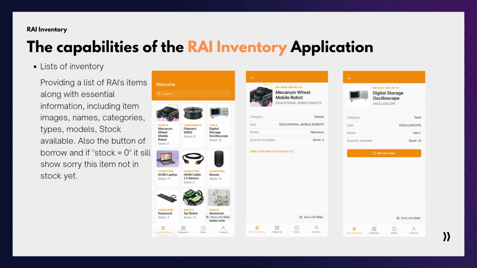So the user cannot click to borrow it. And if the user finds that this item is available for borrowing, they can click the borrow now icon, and then they can enter their information to borrow it.